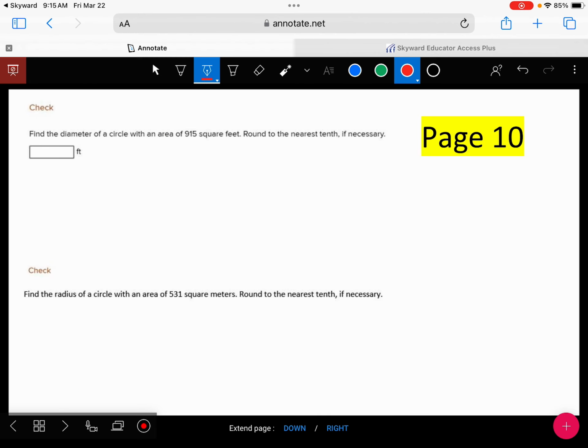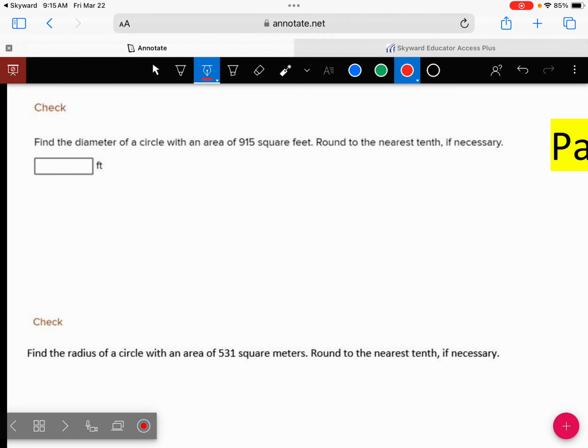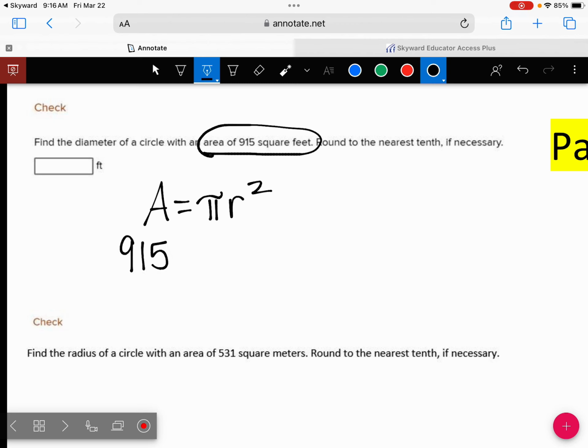All right, let's do that again. So we have find the diameter of a circle. The area is 915 square feet. So area is pi r squared. And they told us the area, which is 915. So we're going to put our 915 in place of area.